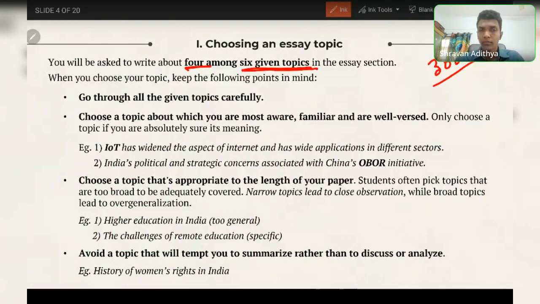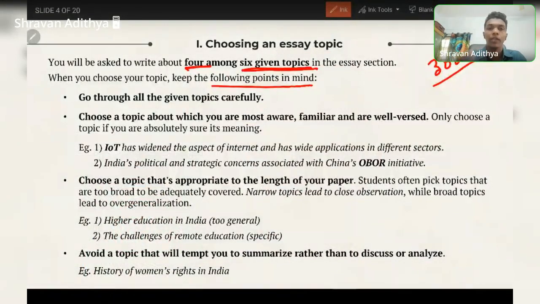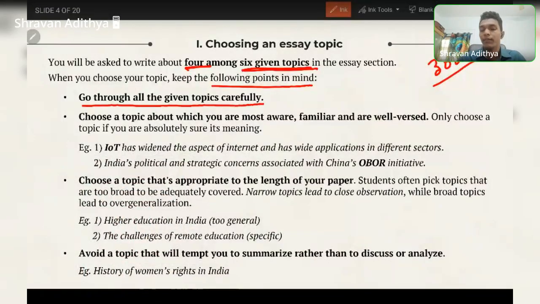Okay, so how to choose this essay? That is the first step. I'll advise you to keep the following points in mind while choosing an essay topic. The first one is to go through all the given topics carefully. That should be your first step. You have to read all the 6 given topics, on which you are expected to write an essay, thoroughly. Do not make any mistakes.